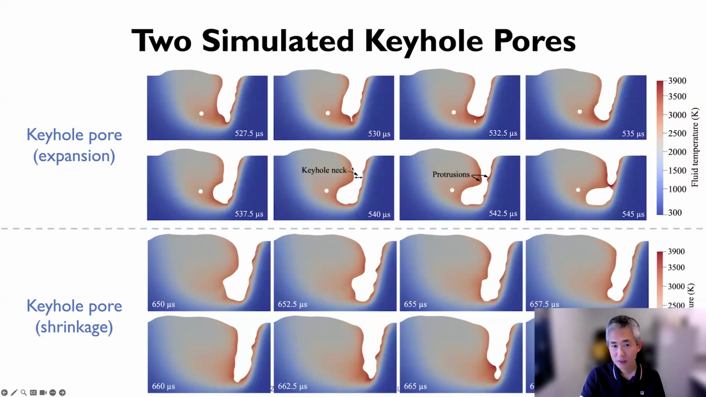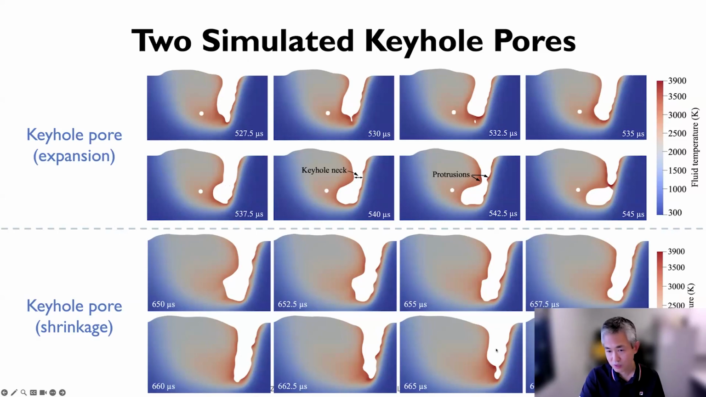Okay, so these are some simulated keyhole pore cases. One is the keyhole pore expansion. We have a pore generated, and this is another case. This is the expansion case, and then we have this expansion and the keyhole neck here, and generate this one here. And the bottom is a shrinkage here.